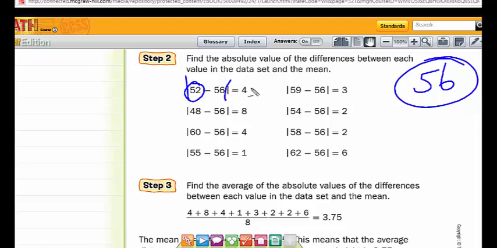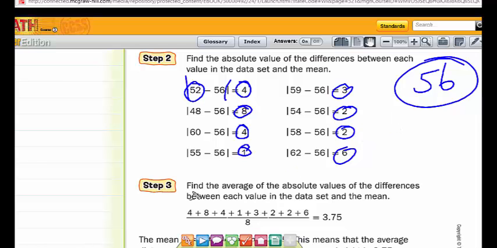Another way to look at that that might help an awful lot of you is you're just really asking how far is 52 from 56, let's say on a number line. So that's 4 away. 48 is 8 from 56. 60 is, of course, 4 from 56. 55 is 1 from 56, etc. And we get each of these values here, the distance from the mean. So we have 4, 8, 4, 1, and that's what we have right here for our numbers, 4, 8, 4, 1, and we have 3, 2, 2, 6. So that is how far away each of our 8 pieces of data are from the mean.